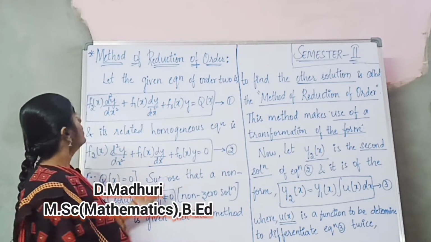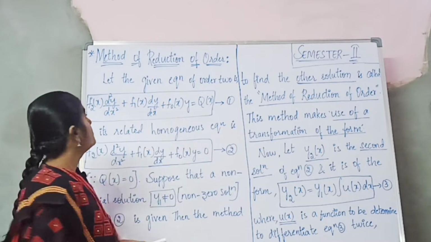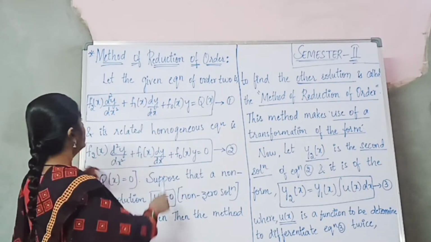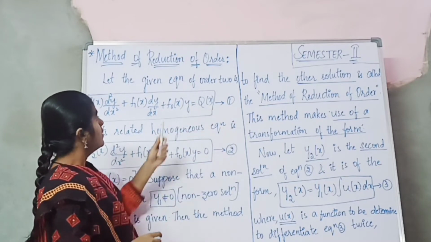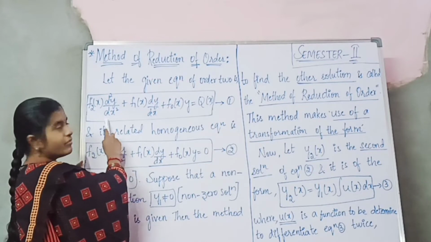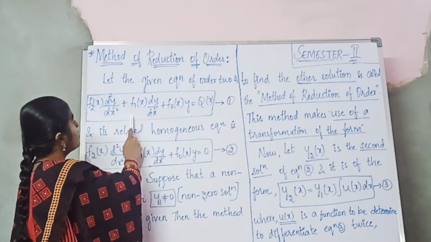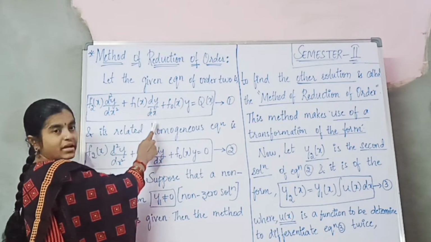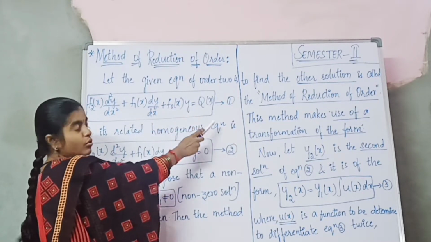In this video, let us discuss the method of reduction of order in detail. Let the given equation be of order 2. The given equation is f2 of x into d square y by dx square plus f1 of x into dy by dx plus f0 of x into y, which is equal to q of x.